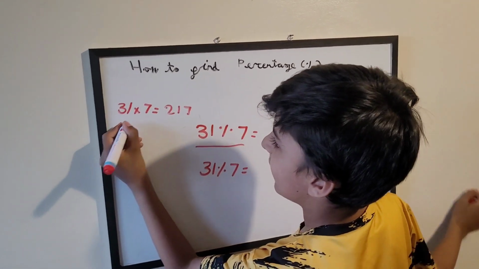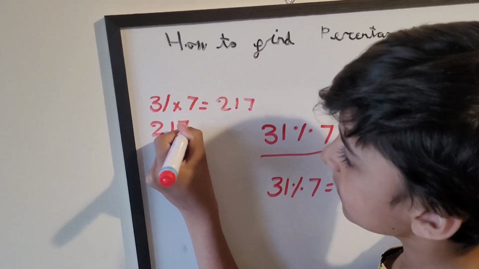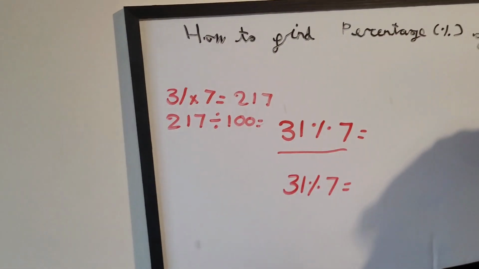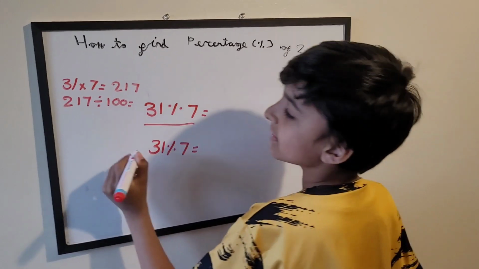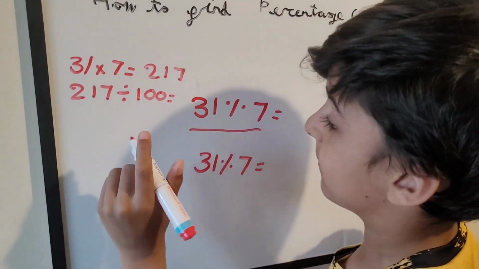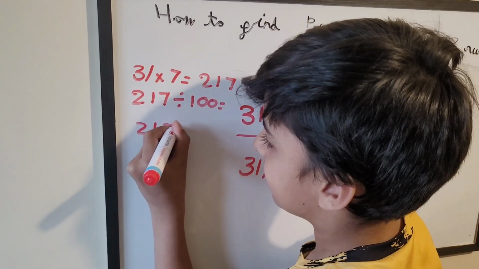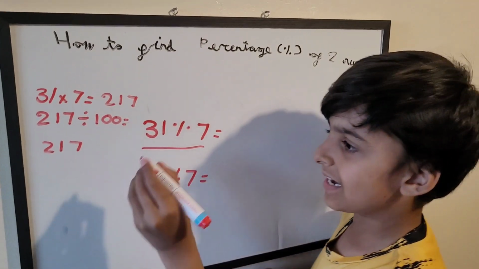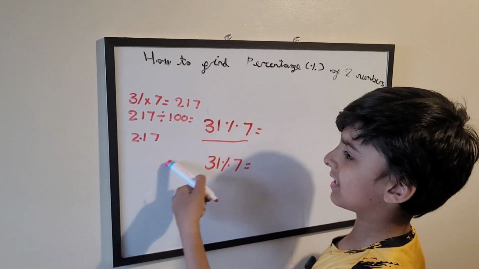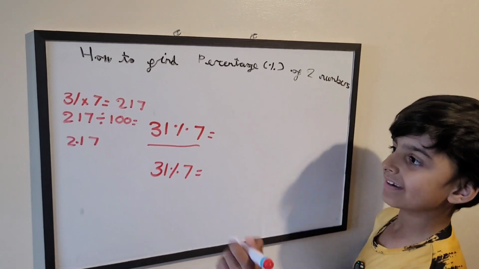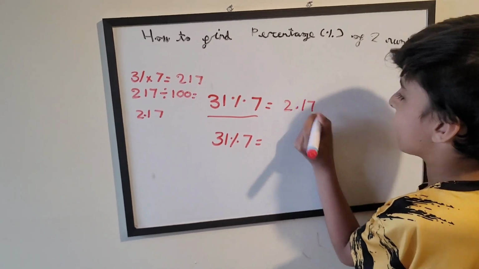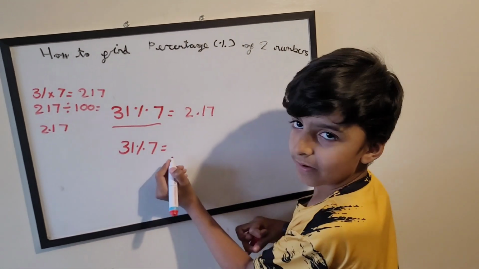And then you can divide by 100. The way to divide by 100 is, I'll just choose any random number. I'll choose 217 like we had. You put a decimal point before the last two decimal places. Like that. And then that's your answer. 2.17.